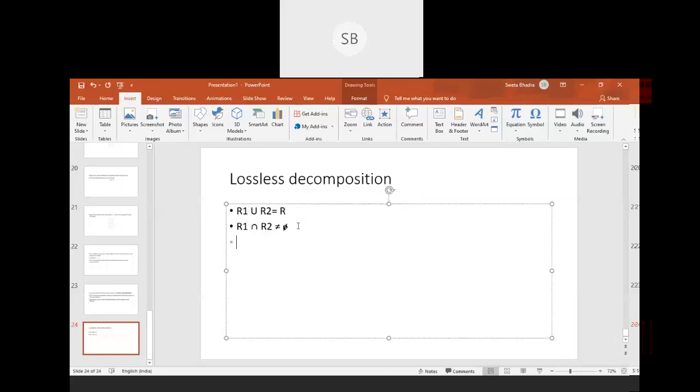And the last one is that R1 should be a candidate key, or R2 should be a candidate key, or both. So if these three criteria are fulfilled, that means your decomposition is lossless. If the three criteria are not fulfilled, that means it will be lossy.